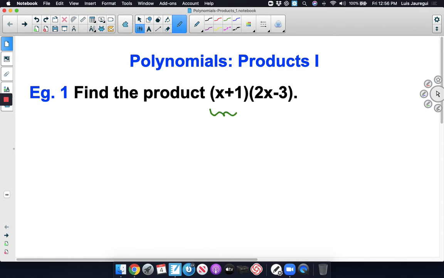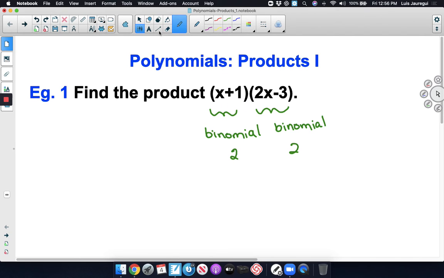Well, let's take a look at the factors here. Notice that we're dealing with a binomial and another binomial. The reason why this is a binomial is because we have two terms being added. Now, the reason why this factor is also a binomial is because we have two terms being subtracted. And recall that a binomial is a polynomial with two terms. So in this case, we're going to find a product involving a binomial and a binomial.